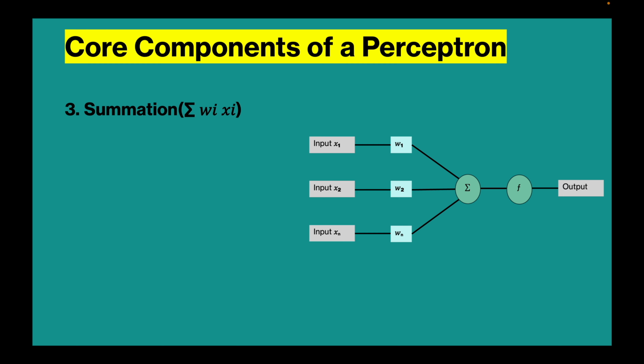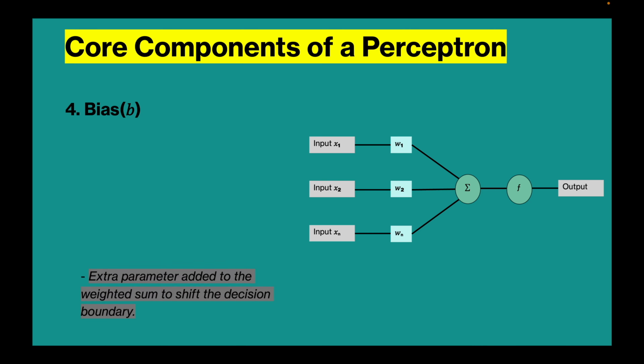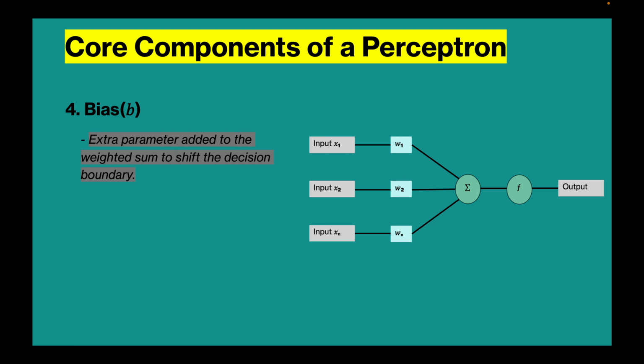Next we have summation. Summation means we multiply each input by its weight and then add them together. Hence, we get the weighted sum of all inputs. Bias. Bias is an extra parameter added to the weighted sum that allows the model to shift the decision boundary. It helps the perceptron to correctly classify the data even if the inputs are 0.